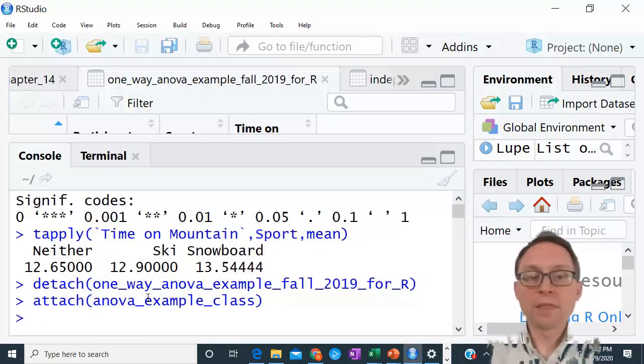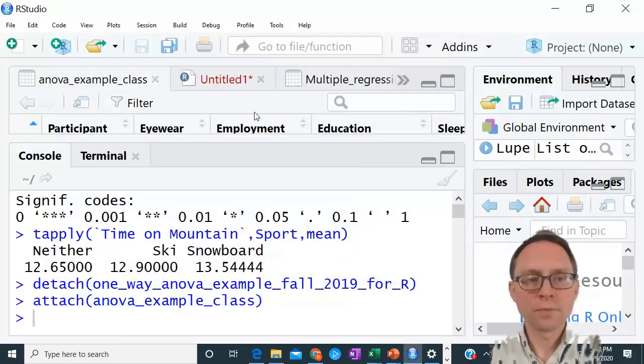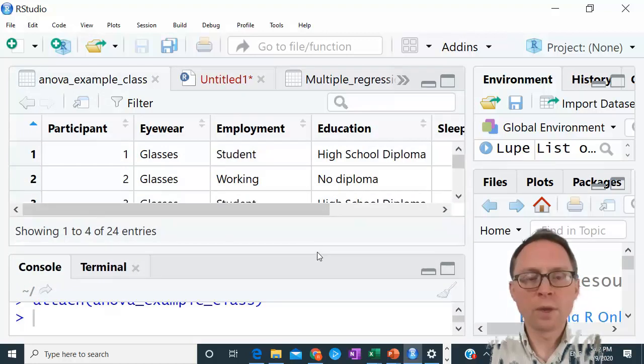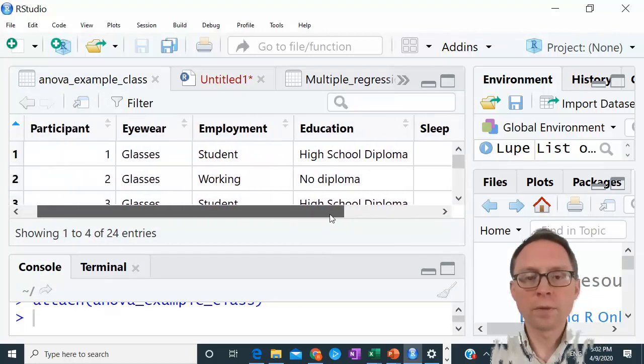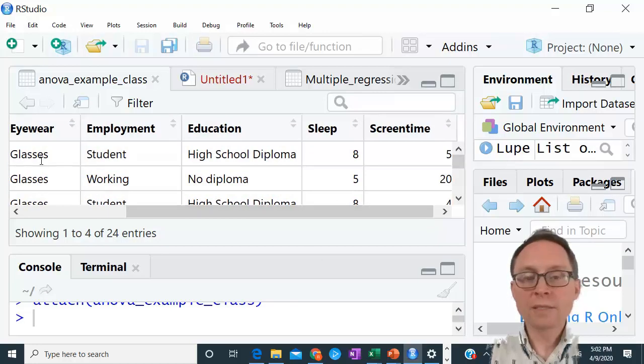Okay, now that I've done that, if you remember, let's find that right here. Okay, here are the data that we wanted. Got all the data we want. Now remember, I think there's a significant difference between people who wear glasses and the other kinds of eyewear on how much screen time they use. Okay, so I think there's different amounts of screen time depending on the eyewear. That means the dependent variable is the screen time. The independent variable is the eyewear.